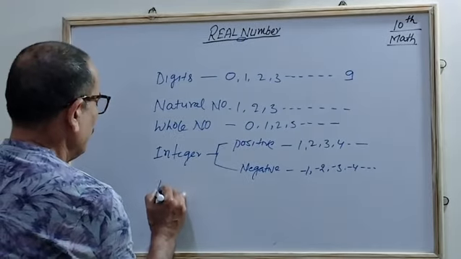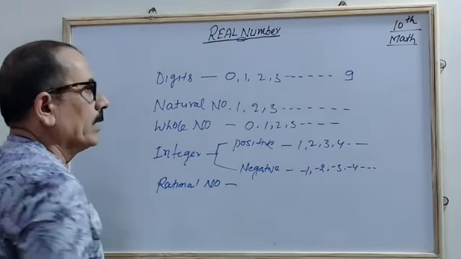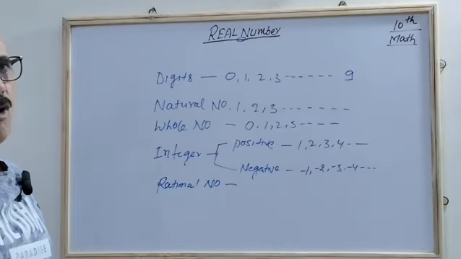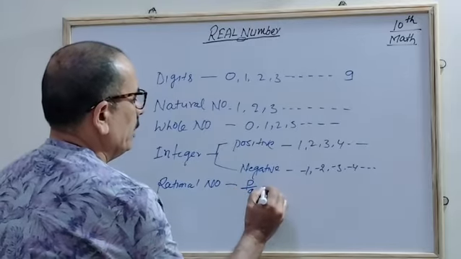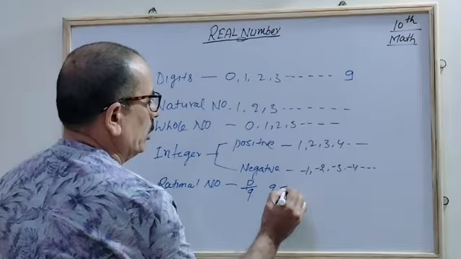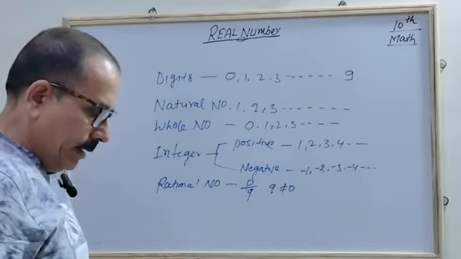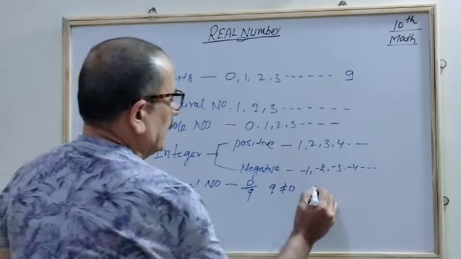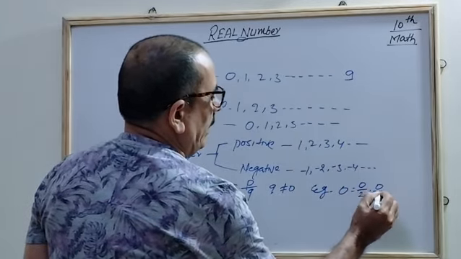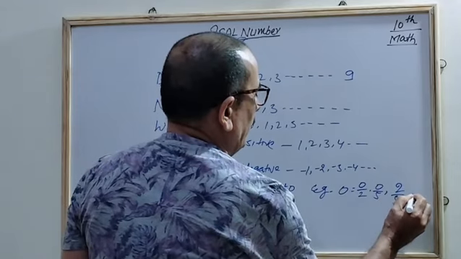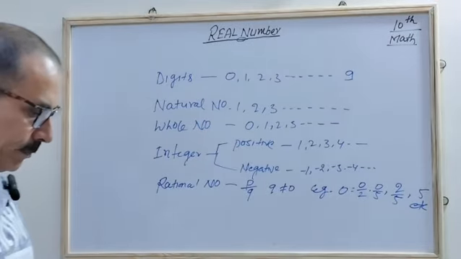A rational number is any number which can be written in the form of p by q, where q must not be equal to 0. This is called a rational number. An example of a rational number is 0, because 0 can be written as 0 by 2, 0 by 5, anything. It can be 2 by 5, it can be simply 5 etc. Correct? These are the examples of rational numbers.